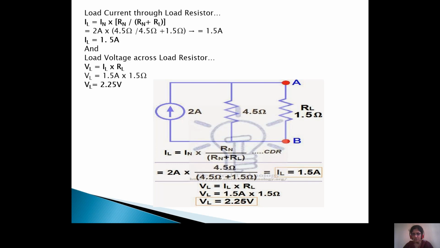So according to the current division rule, IL is equal to total current, that is the Norton's current 2, into the Norton's resistance, that is across this, 4.5 by 4.5 plus 1.5. Total current into opposite resistance by total resistance. So for that we get the current as 1.5 amps. 1.5 amps. If we know the current value and the resistance value, we can find out the voltage. VL is equal to IL into RL, that is equal to 2.25 volts. That is equal to 2.25 volts.